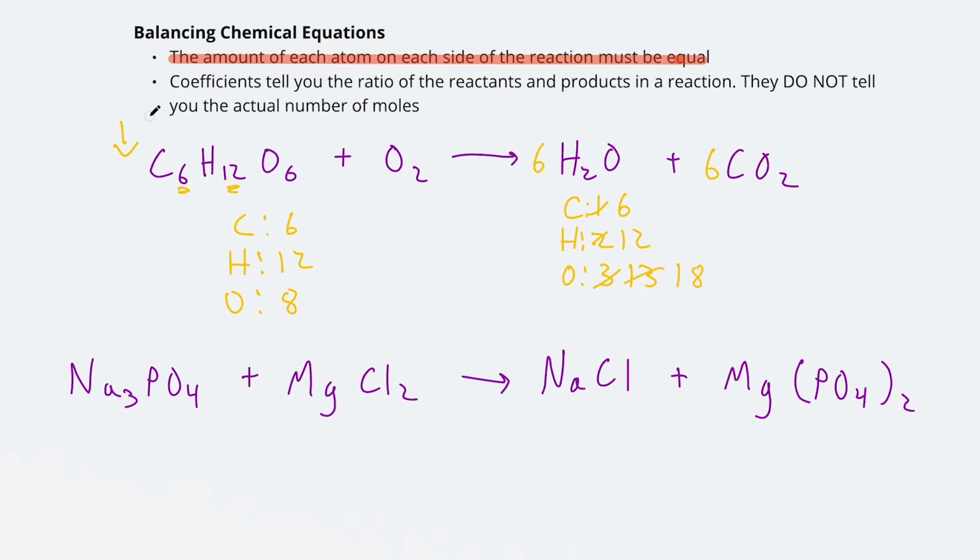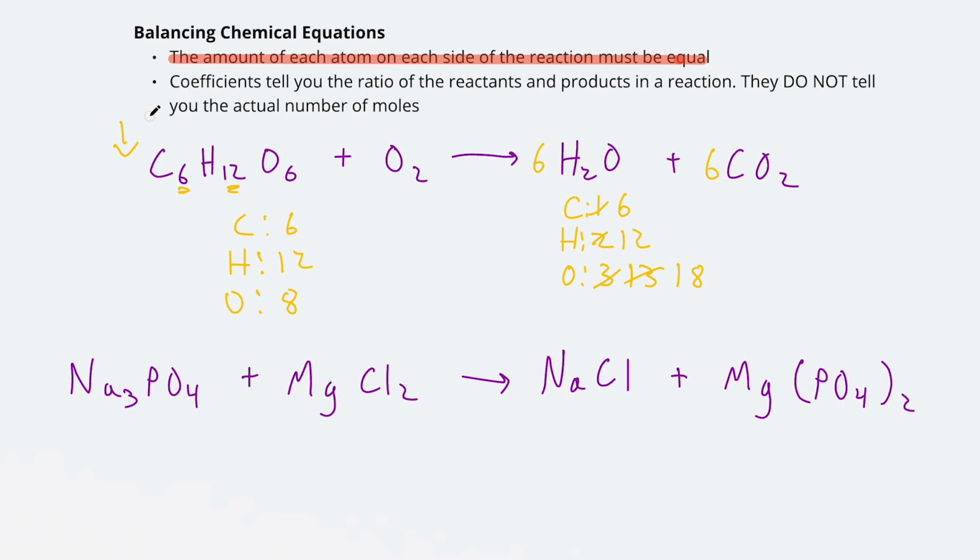And our last element, which is now the only one that's unbalanced, is oxygen. And we need more oxygens on the left side. You do have 2 ways that you could increase the number of oxygens. You could put numbers in front of the C6H12O6, or you can put a number in front of O2.